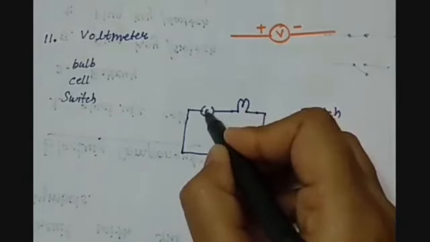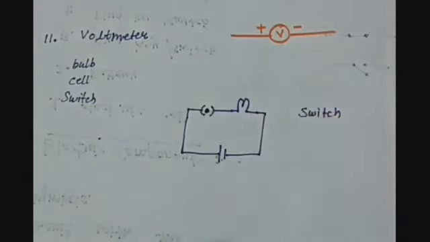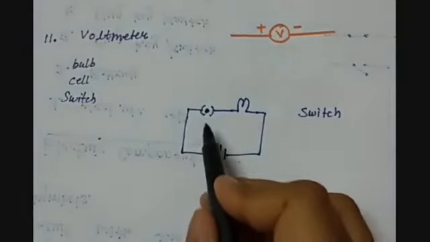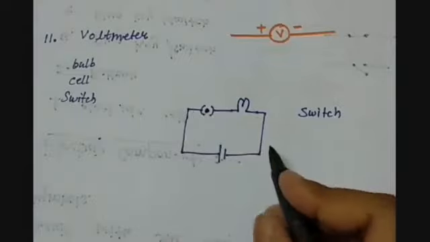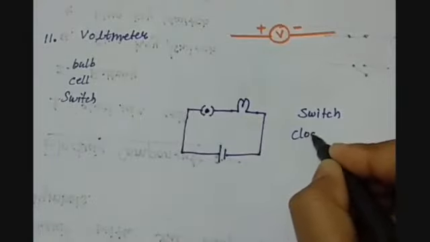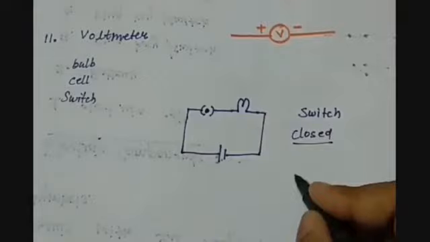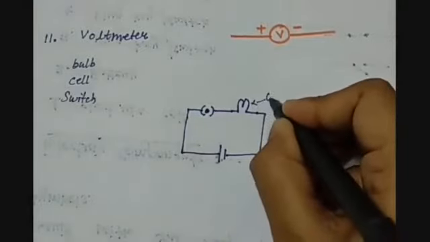But when we make a dot in between the switch, that means this switch is closed and now the current is flowing in the circuit. Now it is called a closed circuit, and this bulb will glow.